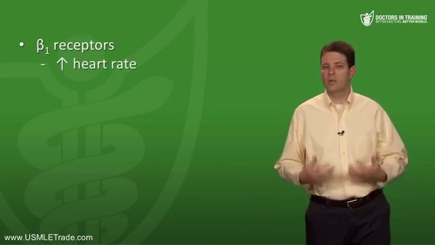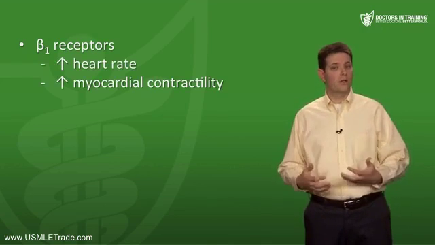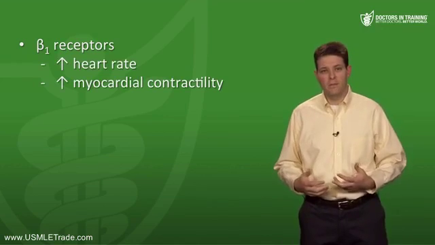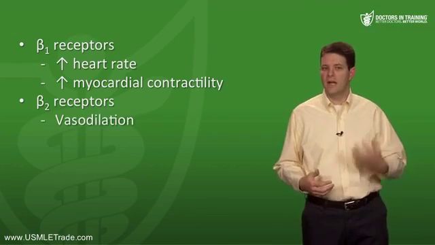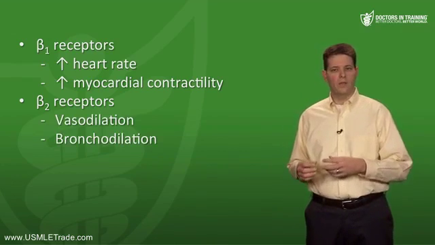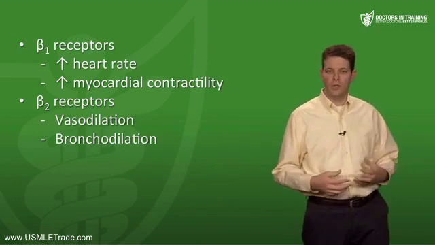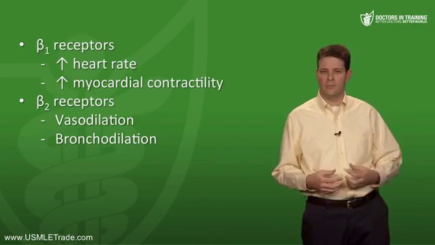Beta-1 receptors increase heart rate and increase myocardial contractility. That's why adrenaline makes your heart pound in your chest. And beta-2 receptors cause vasodilation and also some bronchodilation. So for beta-1, I want you to think about increased heart rate and contractility. And for beta-2, I want you to think about vasodilation and bronchodilation.